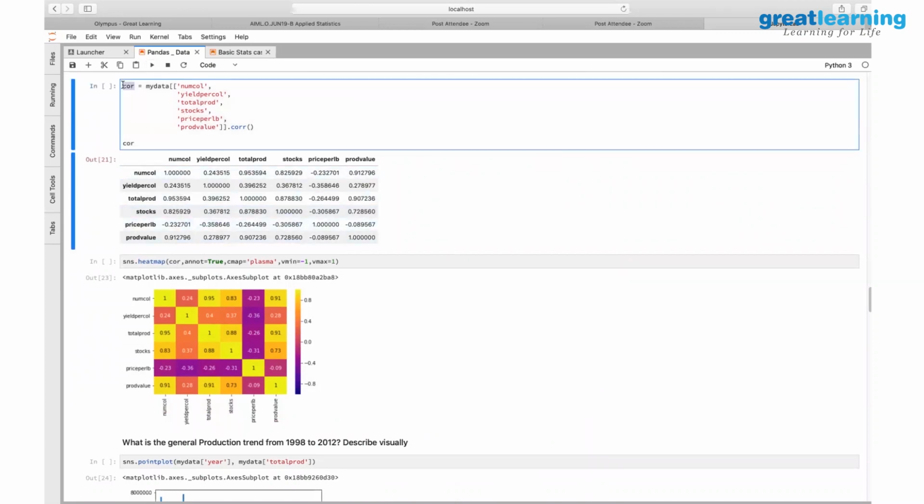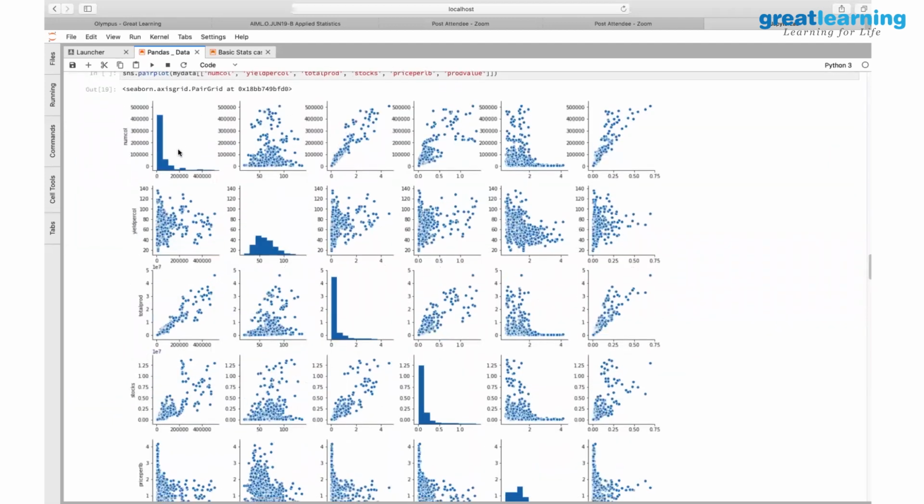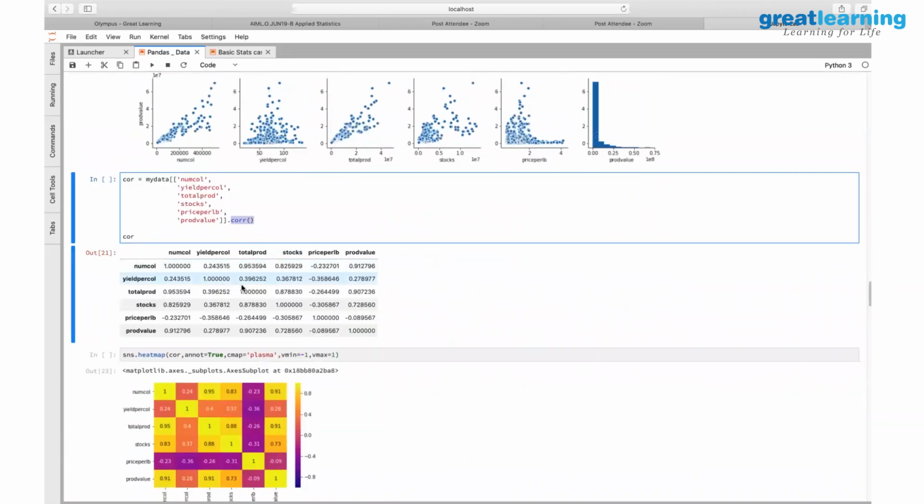See here, I'm creating an additional separate data set with all these variables, and I'm calculating the correlation on this particular data set and storing it in core, which is this table. This is nothing but the correlation between the same set of variables that we have seen. A correlation of a variable with itself, numcol versus numcol, is always 1. That's why you see the diagonal is always 1. And then again, the symmetry that I talked about: 0.243515 appears twice, and 0.953954 appears twice. Here also you can look at the lower half or the upper half, essentially.